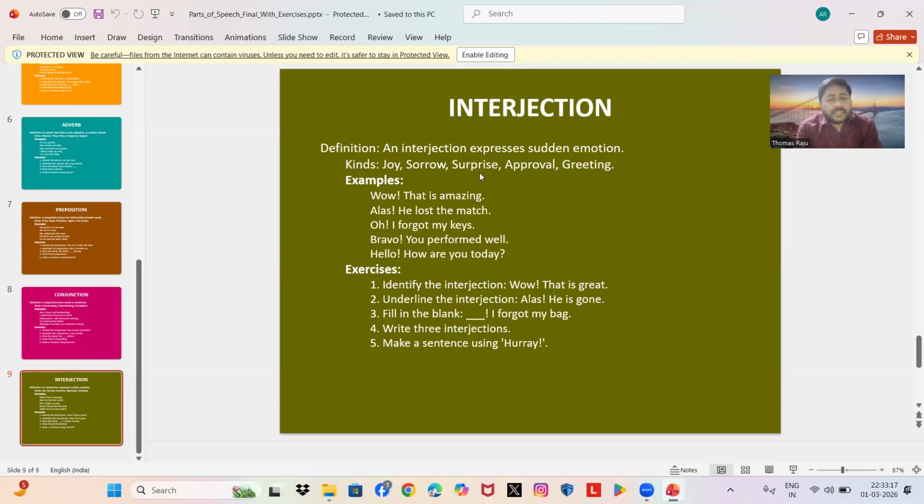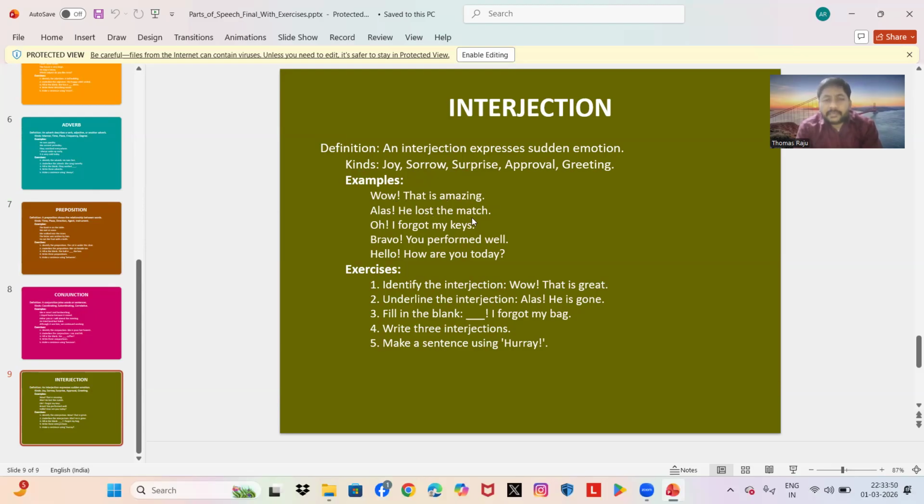Most interjections are followed by an exclamatory mark. Understand? See this. Wow, that's amazing. Here, wow is an interjection. It expresses a sudden feeling. Wow means surprise here. Wow, that is amazing.